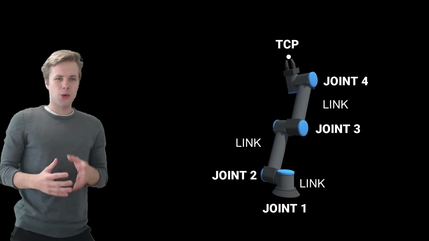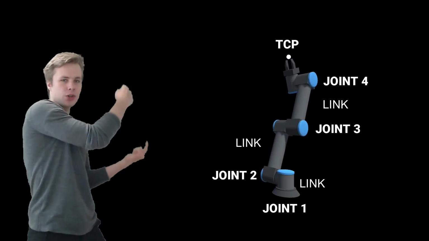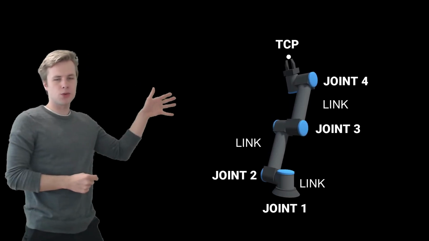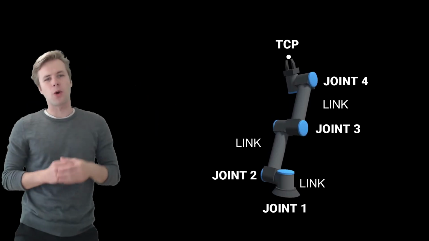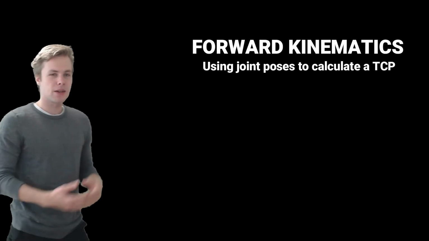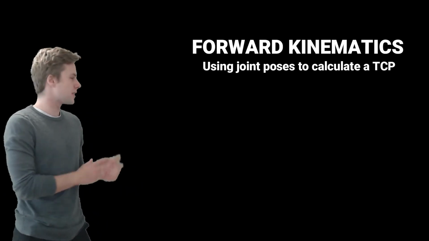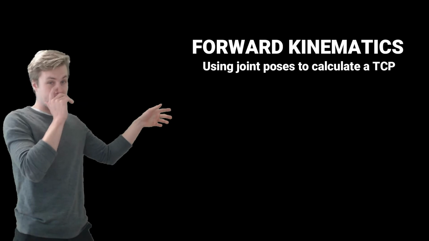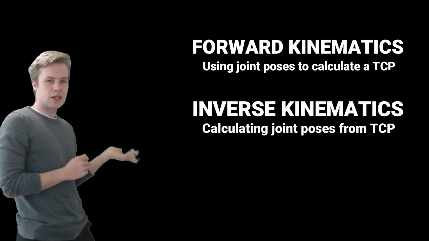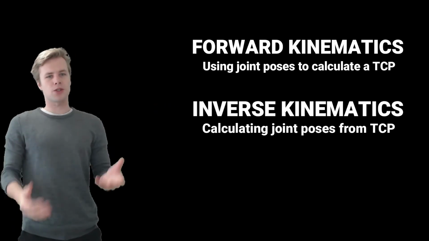If, for example, you create a program that manipulates each of the joints individually in order to move the TCP to a certain position, that would be called forward kinematics. But if instead you create a system where, knowing where the TCP is, you calculate each of the necessary joint information, that's called inverse kinematics.